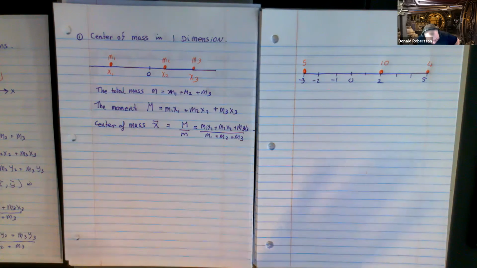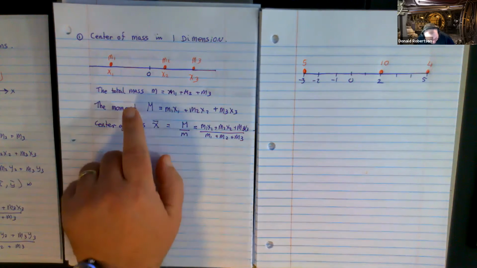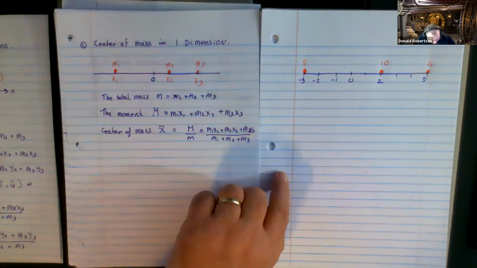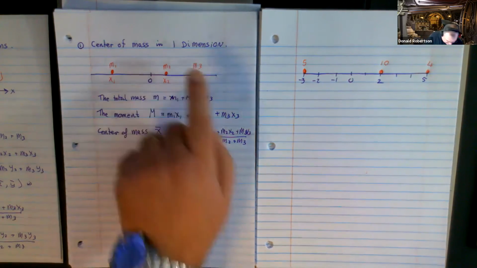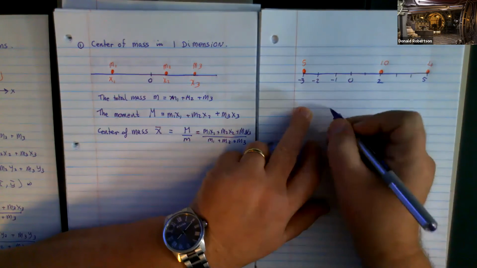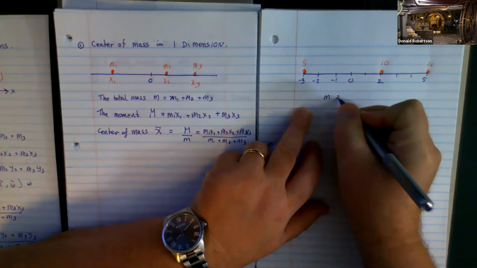You calculate it from a couple of things that you put together. The first thing is called little m, and it's basically the mass of the three things added together. So in this case, little m would be 5, 10, and 4.